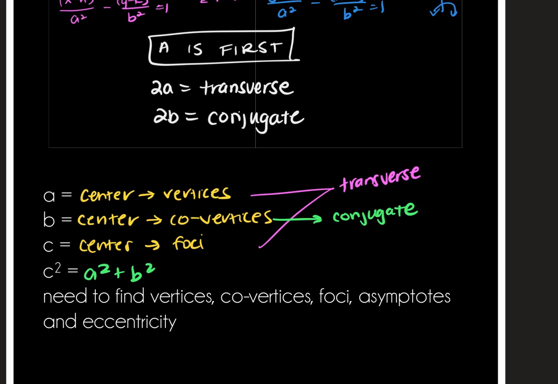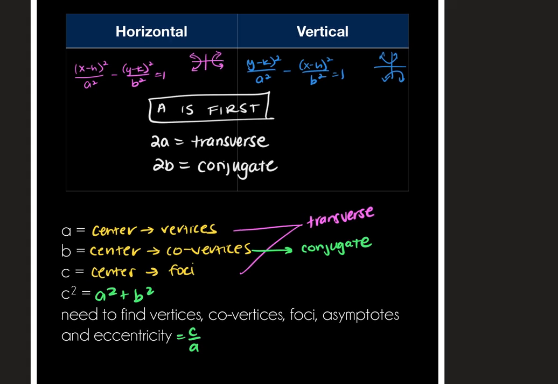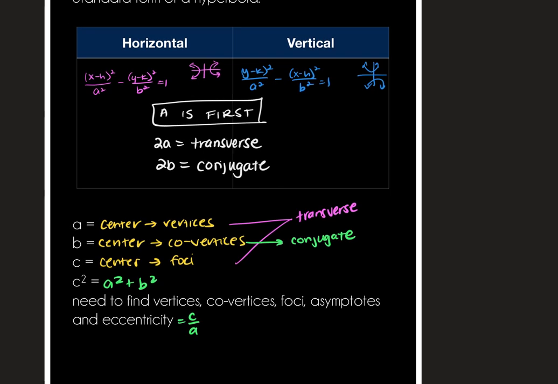So you need to be able to find vertices, covertices, foci, asymptotes, and eccentricity is still c over a. If you have a horizontal hyperbola, then your asymptote is y equals k plus and minus b over a times x minus h. And if it's a vertical, it's y equals k plus and minus a over b times x minus h. And this time your eccentricity will be bigger than 1. The bigger the number, the wider the branch.